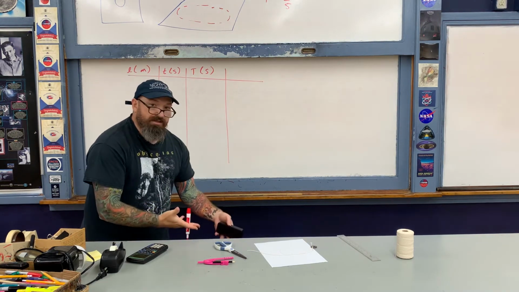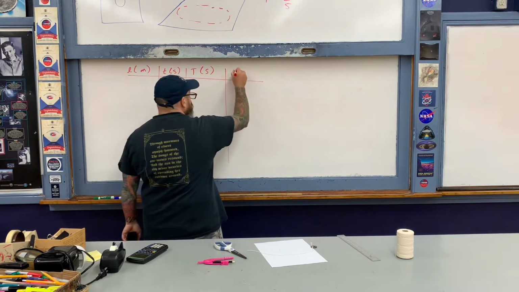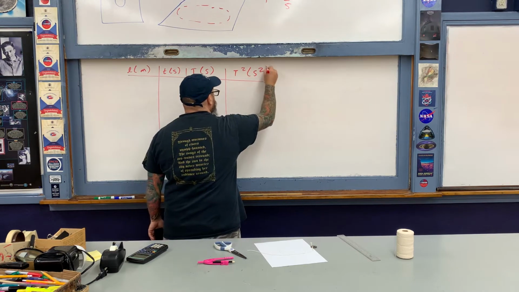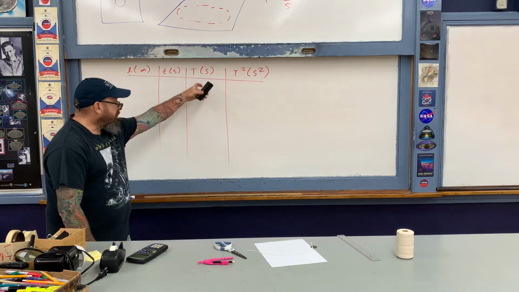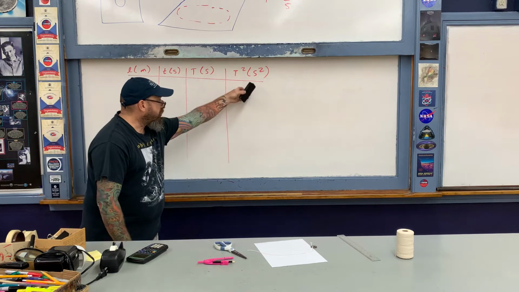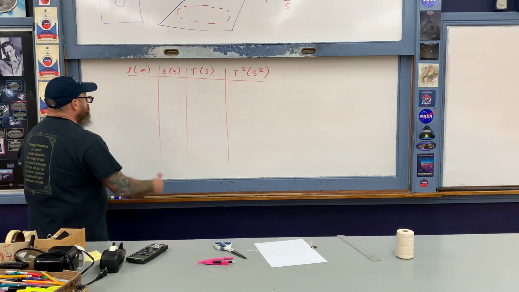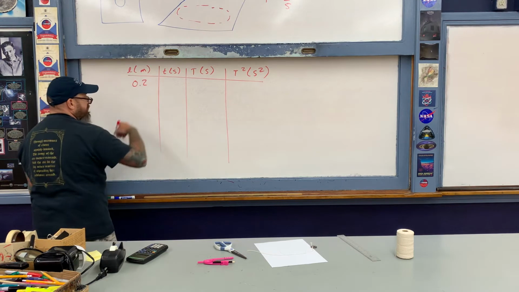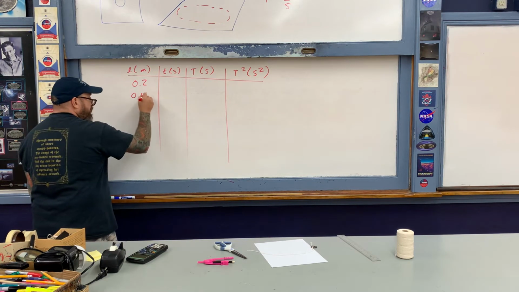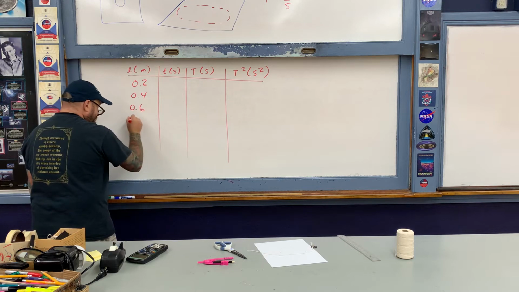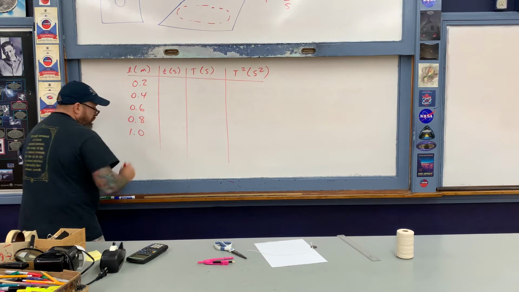And then when we eventually get to the graph that I mentioned a little while ago, we're going to need a period squared, like so. So whatever it is that you calculate here for the period, you just square it and place it into this column on the data table. You're going to do this process for pendulums of lengths 0.2 meters, 0.4, 0.6, 0.8, and 1.0.